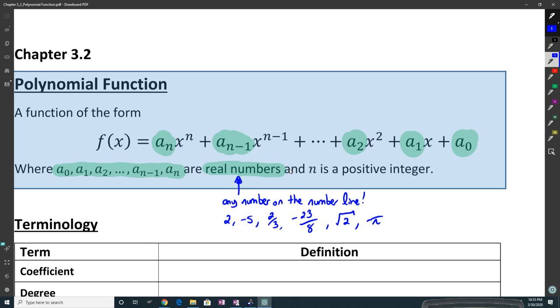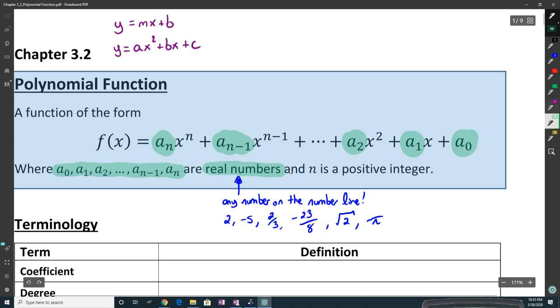The reason why they use the subscript here is, for instance, when we're dealing with lines, there's y equals mx plus b, or you have y equals ax squared plus bx plus c. And so notice that before we had been using just a single letter.